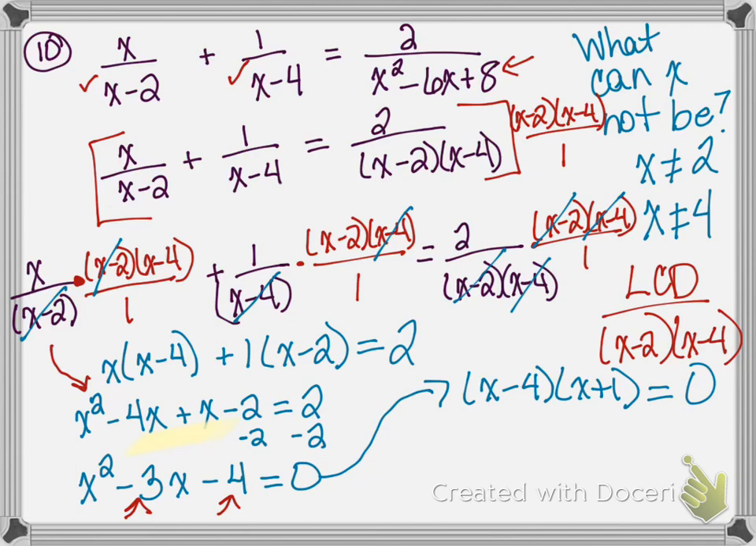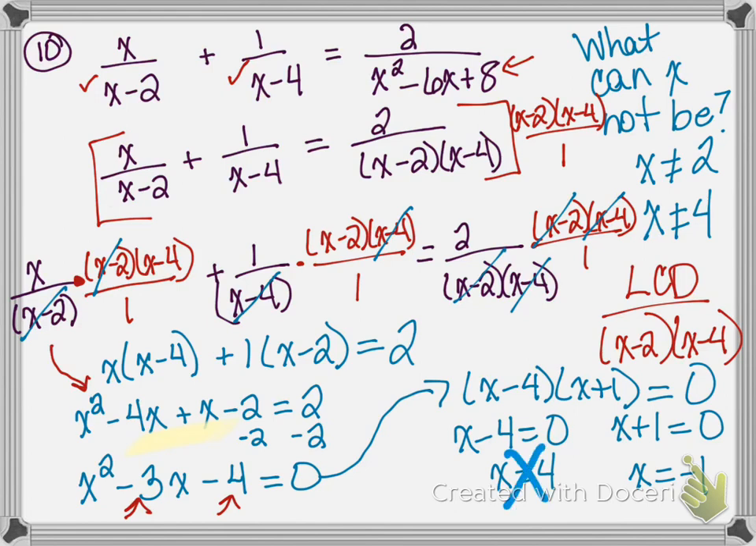Now I'm going to set each one of those equal to 0, and so I get x equals 4 and x equals -1. What happened? I got a 4. I can't get a 4. That makes it undefined. So what do I have to do with that x equals 4? Throw it out. So my only answer to this is x equals -1.